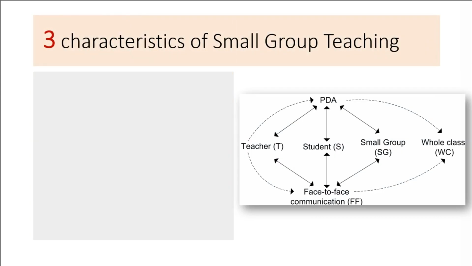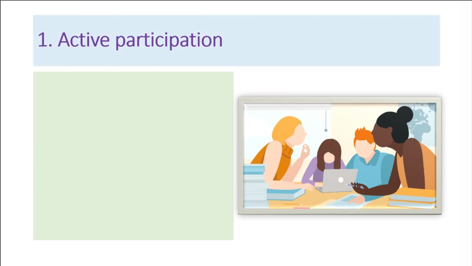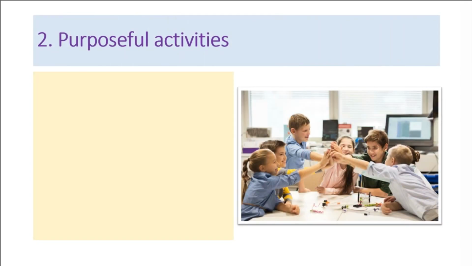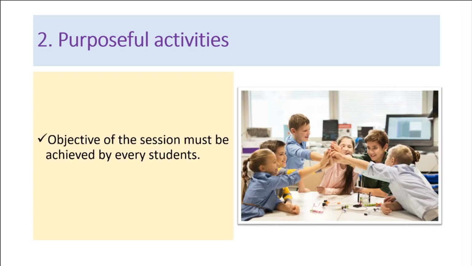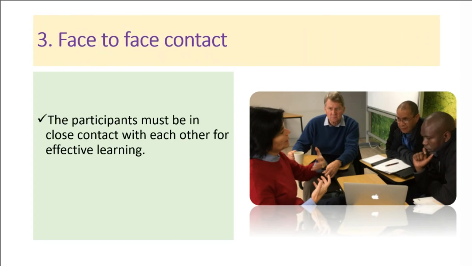3 characteristics of small group teaching: active participation, face-to-face contact, purposeful activity. 1. Active participation. It means that every participant should pay their maximum attention and efforts throughout the class for learning. 2. Purposeful activities. Objective of the session must be achieved by every student. 3. Face-to-face contact. The participants must be in close contact with each other for effective learning.